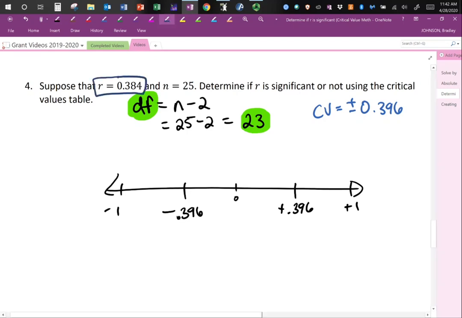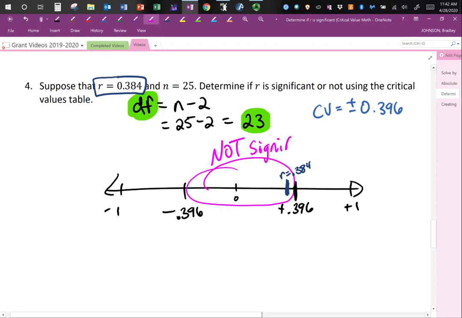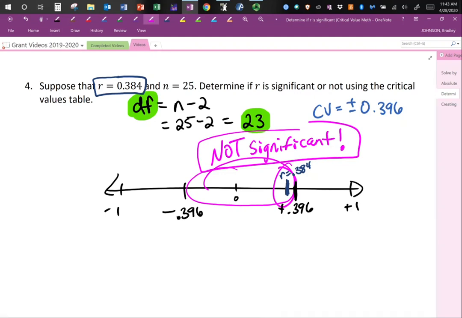So here I'm looking at r equals 0.384. Now this would be right about here. It's not quite to 0.396. And since it's not quite there, we do fall in the in-between. This is where we determine that it's not significant. So it's not significant because it's in the in-between. So we would not be able to use that best fit line created.